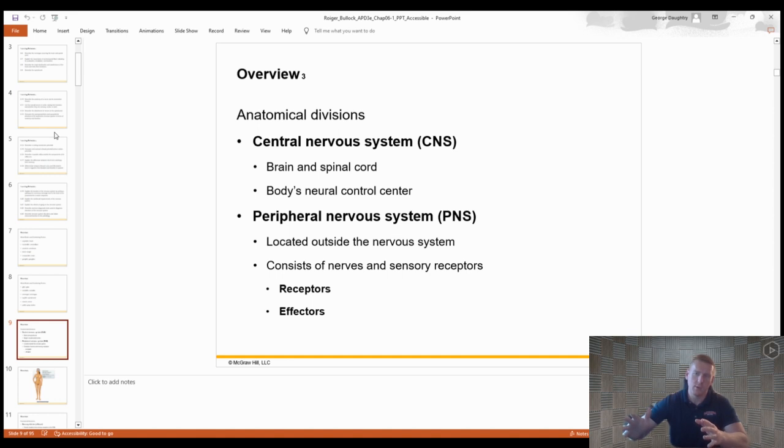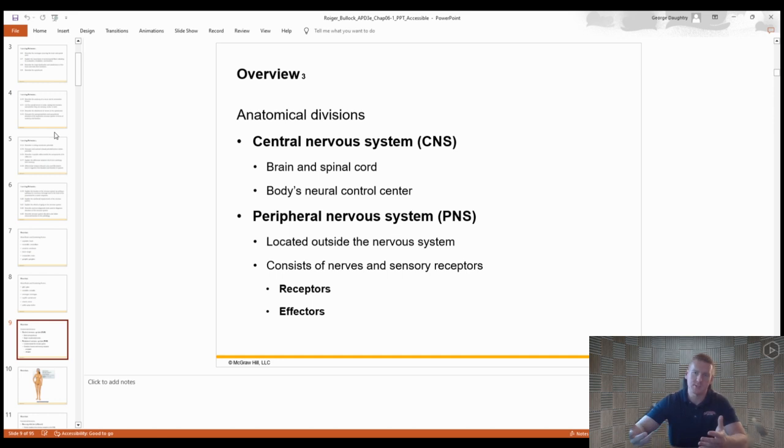This is where we have our big receptor feedback, meaning that if I need to sense something in my external environment or even my internal environment, the peripheral nervous system is going to pick that up. It's going to send that feedback to the central nervous system, and then the peripheral nervous system carries the effect away from the brain. It's going to give the desired outcome.